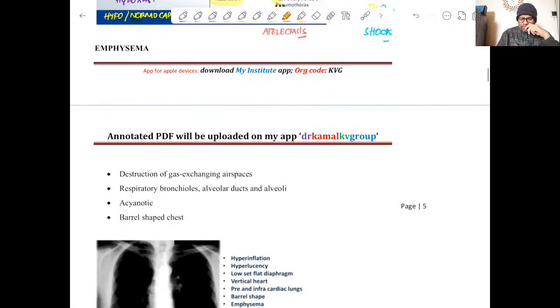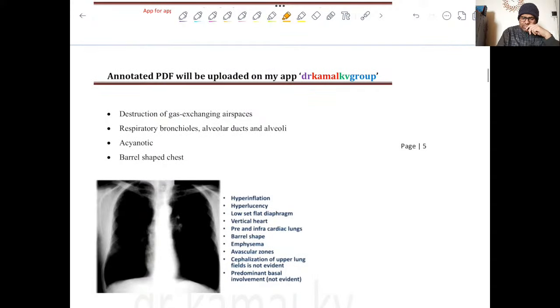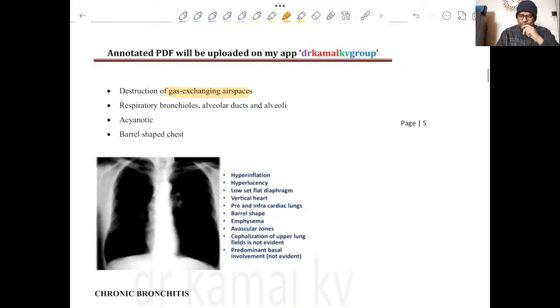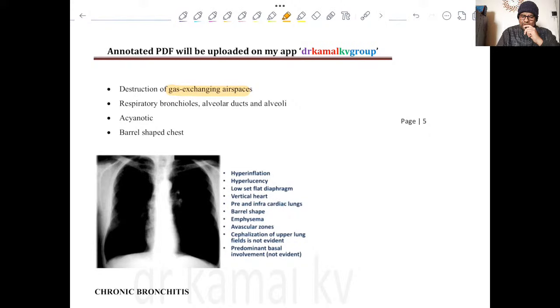Then moving to emphysema. Now in emphysema, what happens? There is abnormal and permanent dilatation of gas exchanging air spaces, and these are distal to terminal bronchioles. Clear? So it includes respiratory bronchioles, alveolar ducts and alveoli. Now this condition is acyanotic as compared to chronic bronchitis, which is cyanotic.